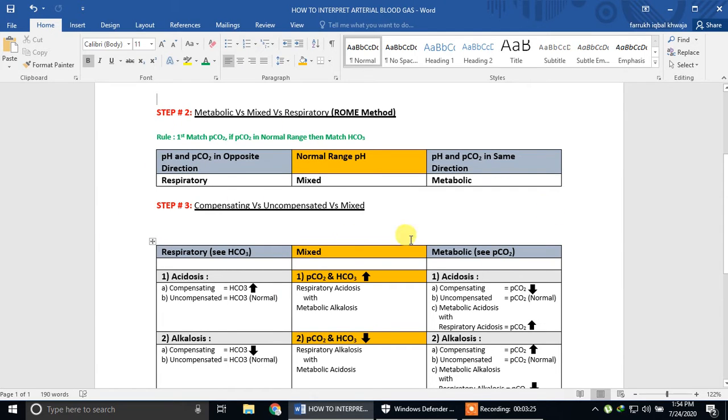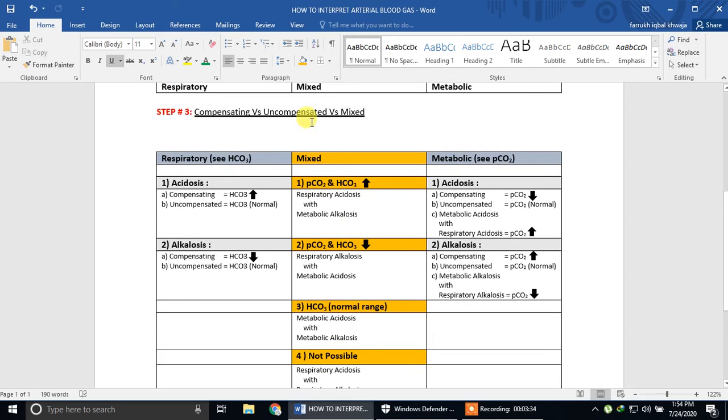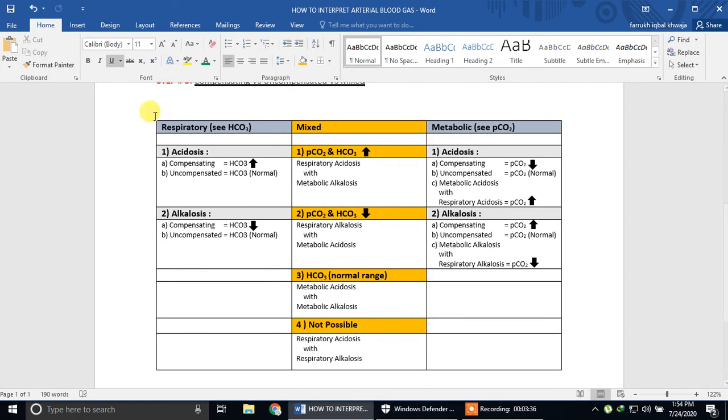In the third step we will differentiate between compensated, uncompensated and mixed type. So you have to understand the chart. In this chart you have respiratory on one side and metabolic on the other side, and in between we have mixed.